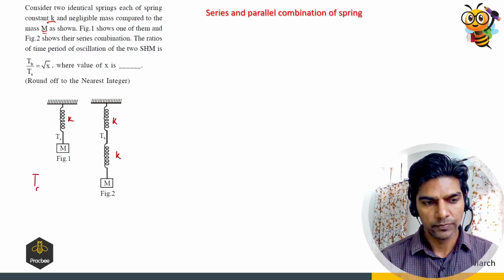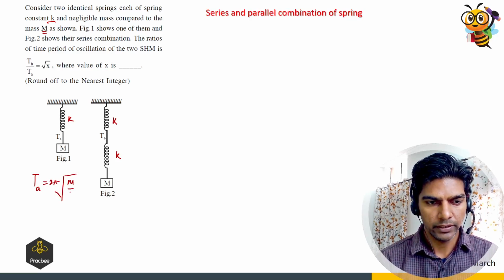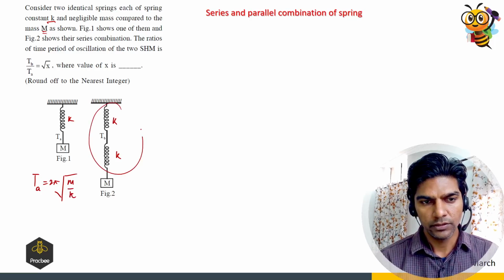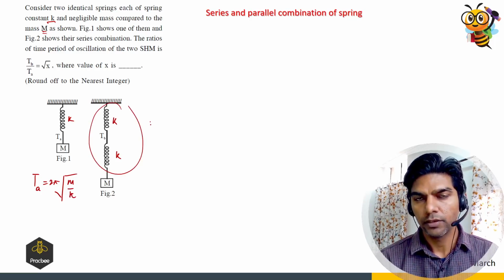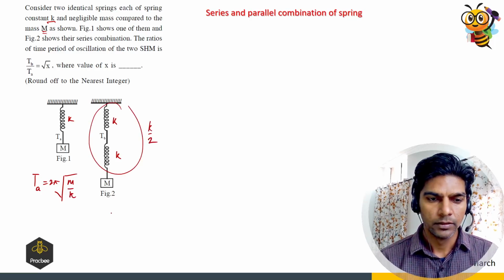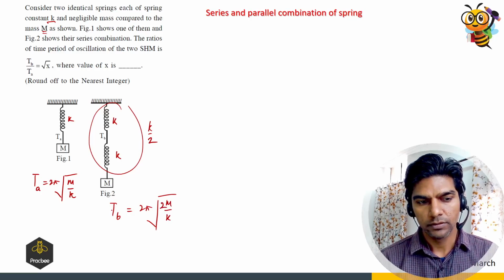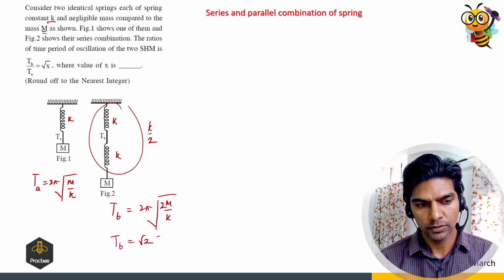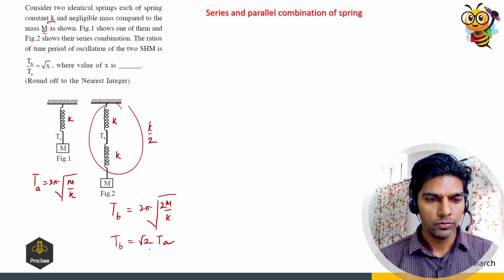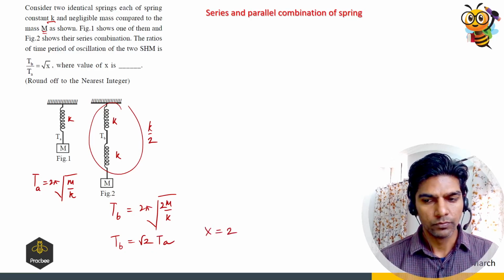So what is TA? TA will be 2 pi root m by k. Now in this case these are in series combination, so the K equivalent will be K by 2. So here TB is 2 pi root m by (k by 2). So can you see it is root 2 times TA. So TB is root 2 times TA. So x will be 2. So 2 is the answer.